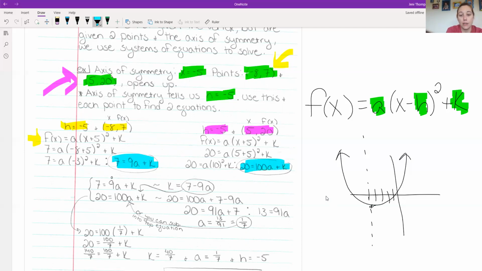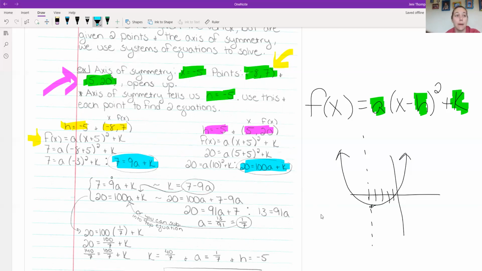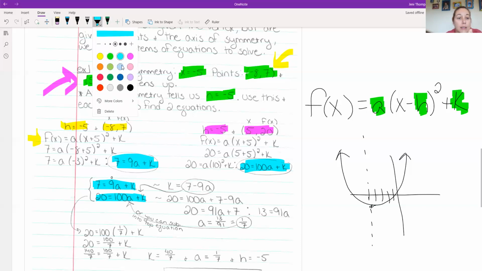So we have two equations where we don't know a or k, right? But we know that both of these equations are true for the parabola that we're trying to write the equation for. I can use a system of equations down here to solve for my a and my k. Here are my equations, right? I just did substitution to find my a and k. So check it out, system of equations, right?